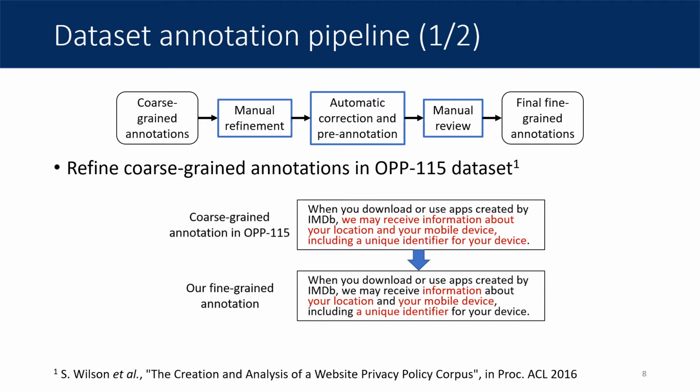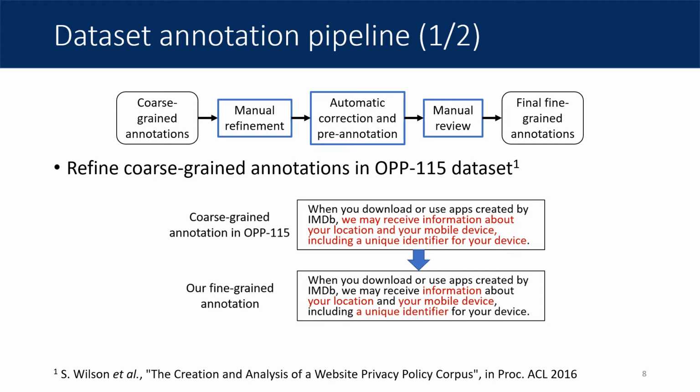In the first step of the pipeline, we created new fine-grained phrase label annotations based on the existing cross-grade label text spans in the OPP 115 dataset that was created by law experts. The existing annotations created by skilled workers are useful to speed up the process, such as to determine whether a sentence contains any data collection or sharing practice or not.